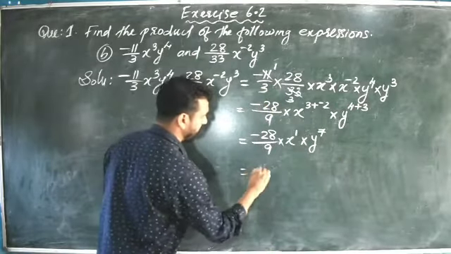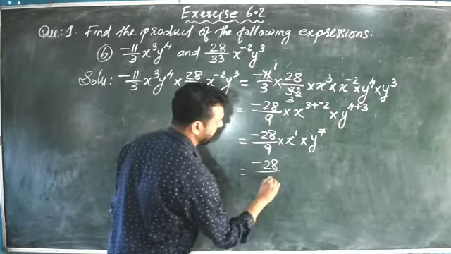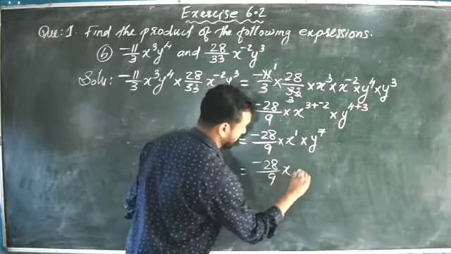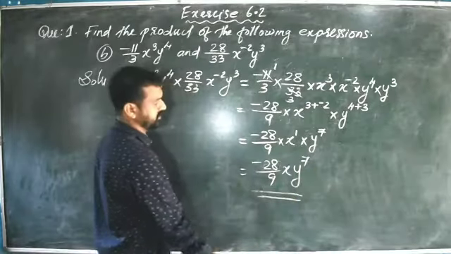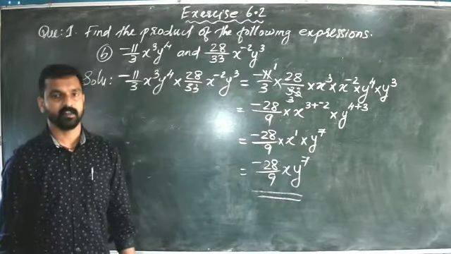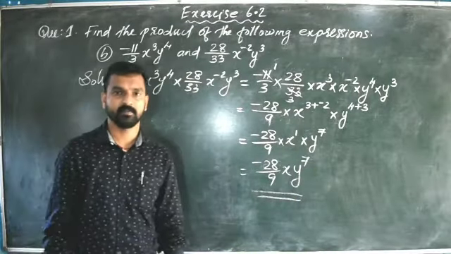That is equal to minus 28 divided by 9. X raised to 1 means that is x only. x y raised to 7. That is the answer. Now let's see question number 2.